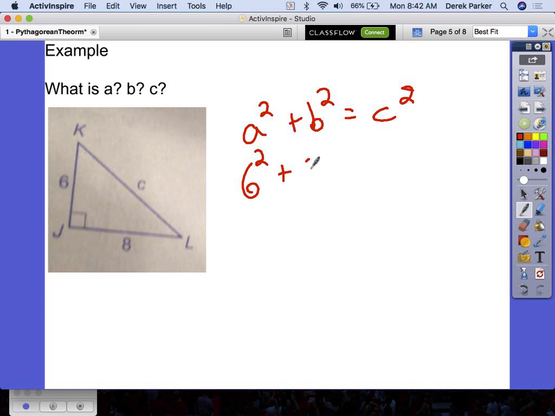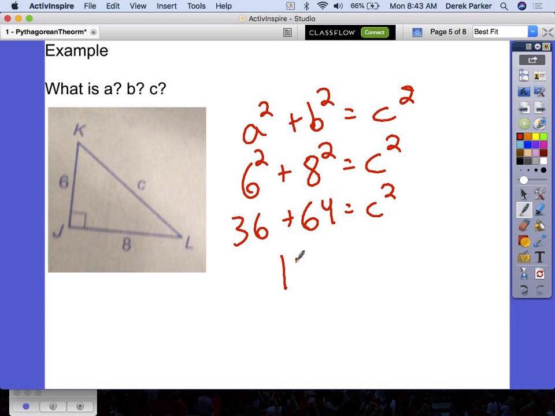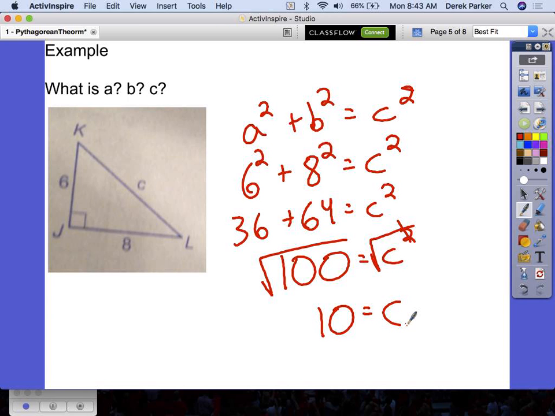6 squared plus 8 squared equals c squared. 36 plus 64 equals c squared. So 100 equals c squared. Now I solve for c. The opposite of squaring a number is taking the square root. What you do to one side, you do to the other. So c is equivalent to 10.